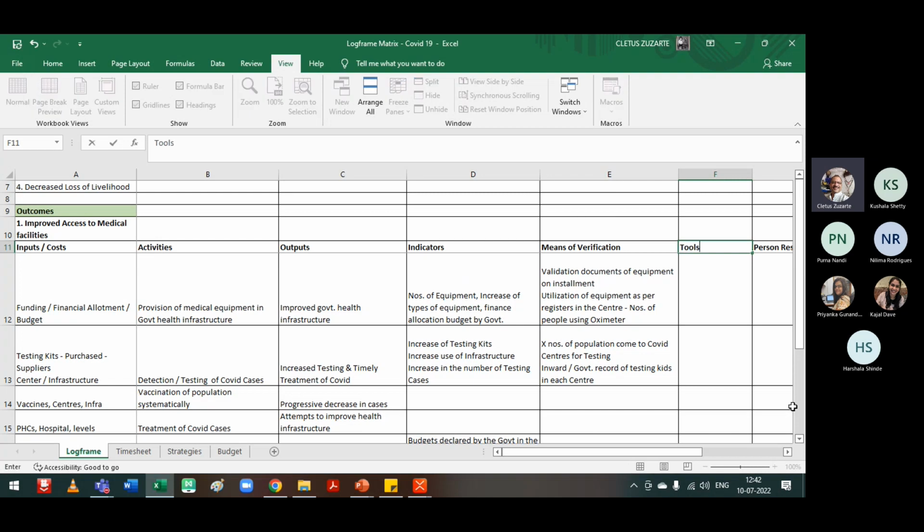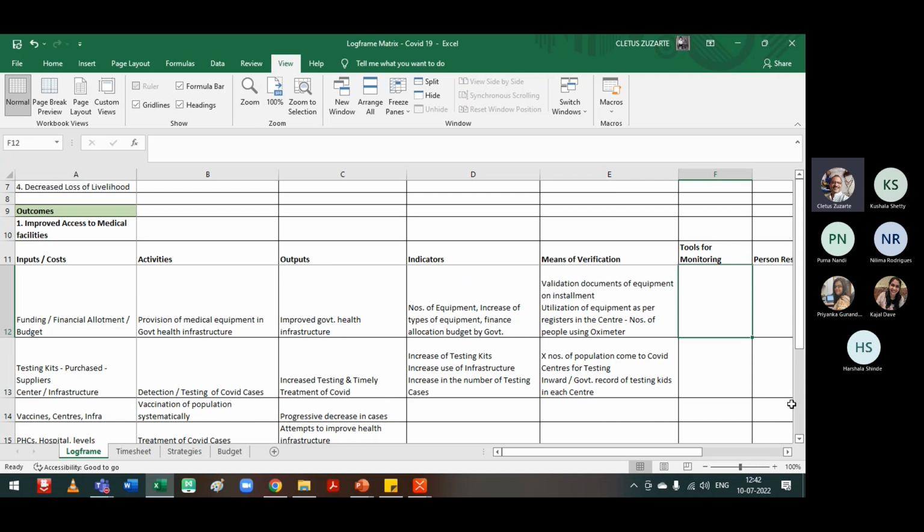Let me put this down. Tools for monitoring. So you will be looking at the tools that you'll be using for monitoring. Now suppose you are actually going to track this, how will you track it? What will be the tools that you will actually use? For example, you will check the documents, but you will also use certain tools to collect the data and to keep it, and who will be the person responsible. So in this case, who would be the person responsible to collect this information?